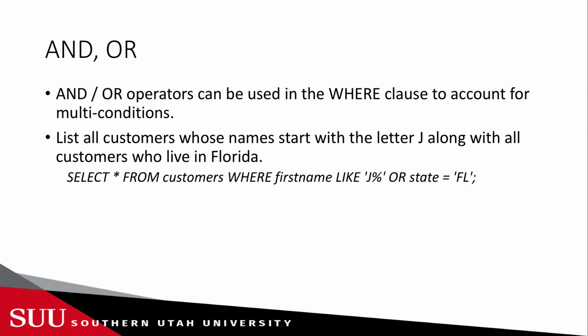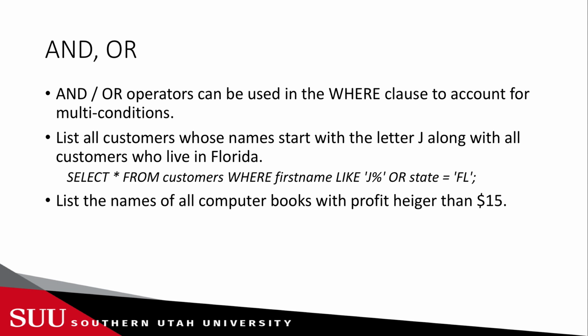So we can say select star from customers where first name, and then we're using the like operator and saying J followed by the percentage sign, that means starting with a J, or the state is equal to Florida. Now any customer whose name starts with a J is going to be displayed regardless of the state, and any customer who lives in Florida is going to be displayed regardless of their first name. If I say and, then it's going to say only customers that have names starting with a J and living in Florida.